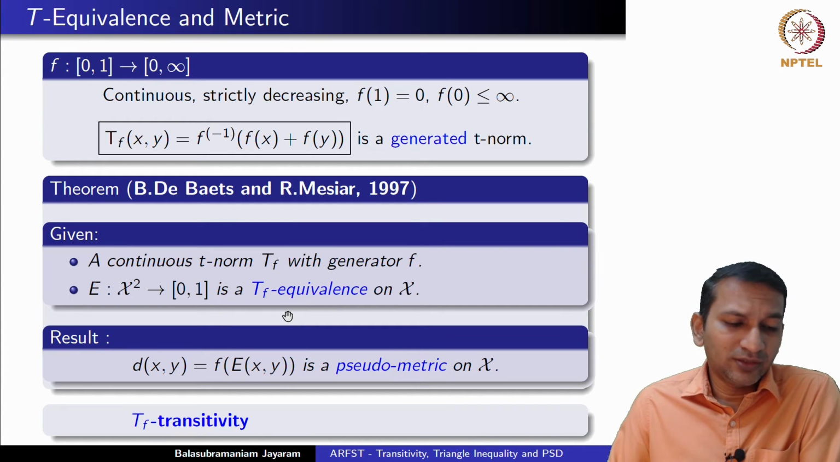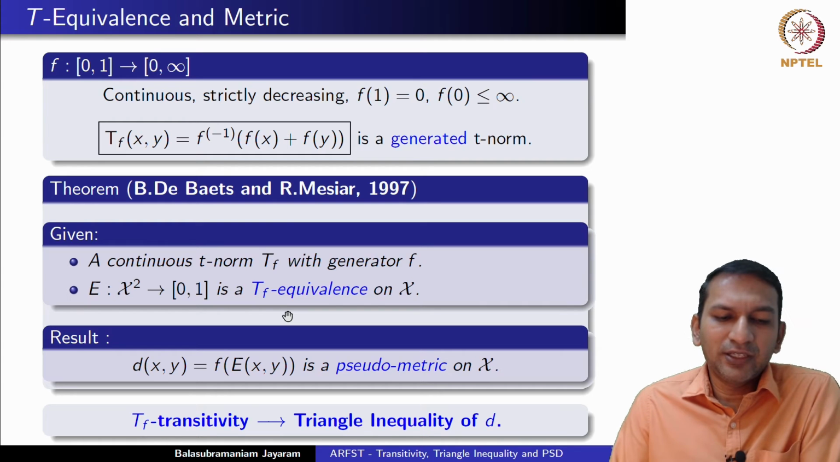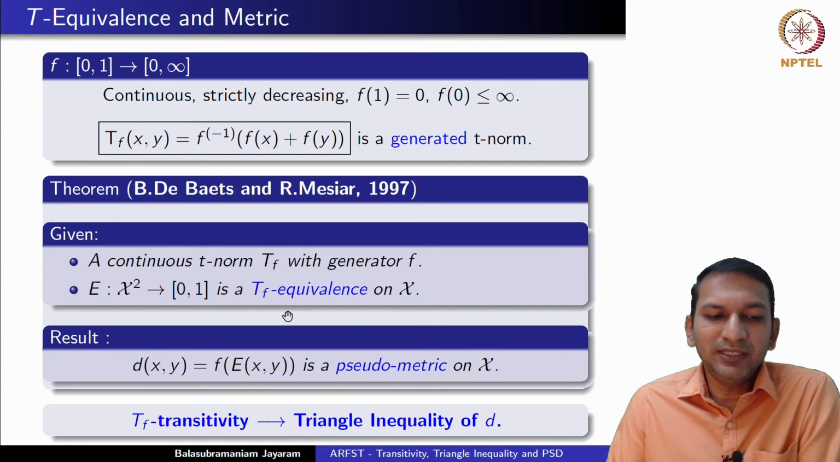They also showed, so this also shows that Tf transitivity is again related to the triangle inequality of D, as we have obtained here.